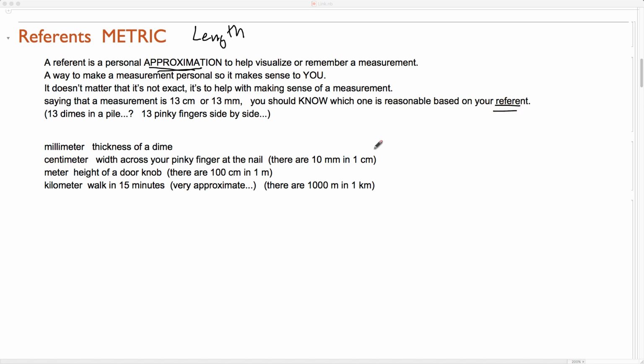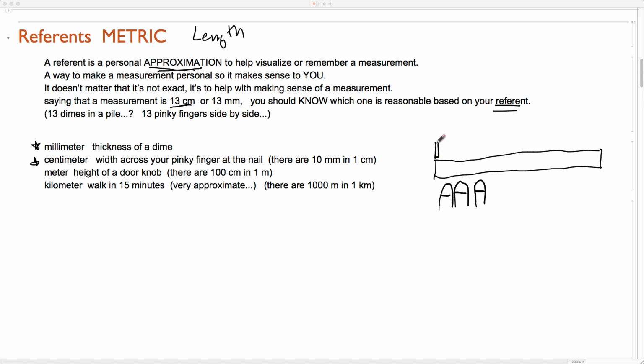that you're using. And the examples that I'm using here is that a millimeter is approximately the thickness of a dime. A centimeter is the width across your pinky finger at the nail. So if you were measuring something and you wanted to know how long it was, and you're trying to think, well, is it 13 millimeters or 13 centimeters? If you are able to put your pinky finger like this and move it across this object 13 times, then 13 centimeters would be the answer. That's a much more reasonable answer than 13 millimeters.